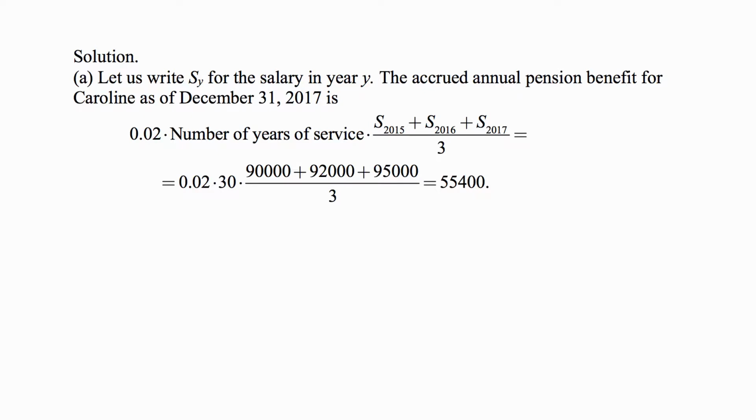And here's the solution. Let us write S sub y for the salary in year y. The accrued annual pension benefit for Caroline as of December 31, 2017 is 0.02 times the number of years of service times the final average salary over the last 3 years of work, which is the average of the salary in 2015, 2016, and 2017, which is the average of $90,000, $92,000, and $95,000. Her number of years of service is 30, so we multiply 0.02 times 30 times the average of the 3 salaries, and we get exactly 55,400. That's 55,000 to the nearest 1,000, and to the nearest dollar, or nearest 1, is 55,400.